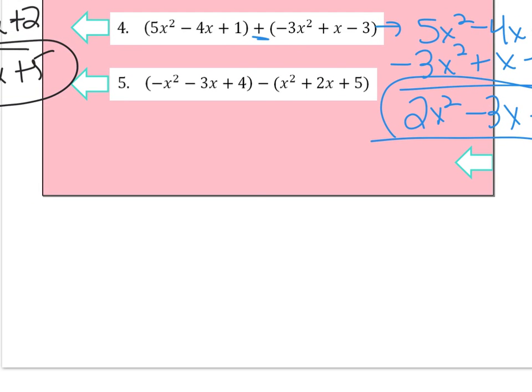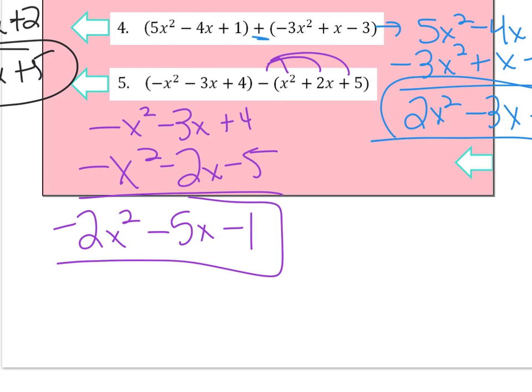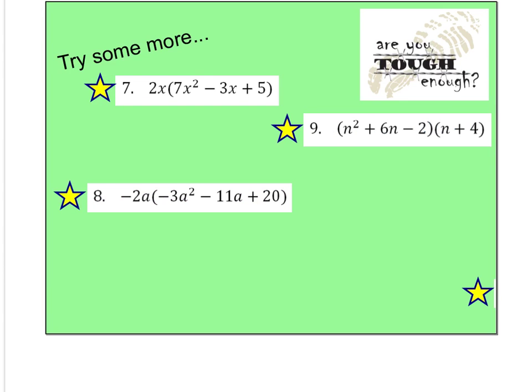So for 5, negative x squared minus 3x plus 4, then distribute this again, minus x squared minus 2x minus 5. So when I put this together, minus 2x squared minus 5x minus 1. That's going to be my answer. All right, again, I'm not doing anything with the variables. Addition, subtraction, you don't do anything with the variables.